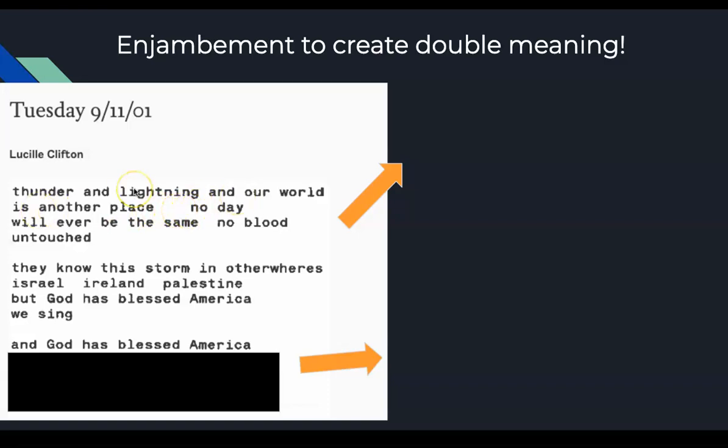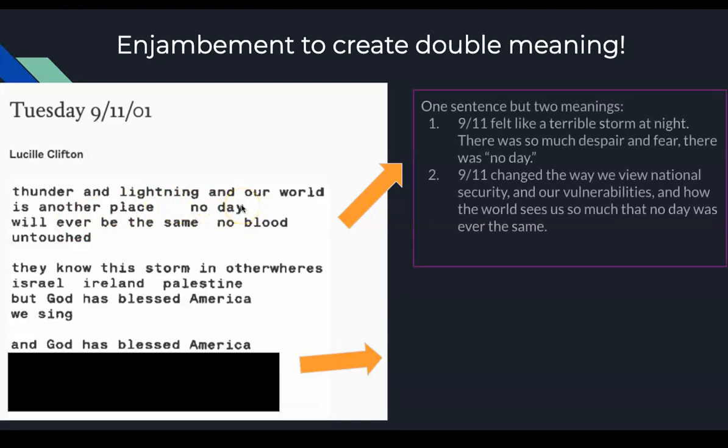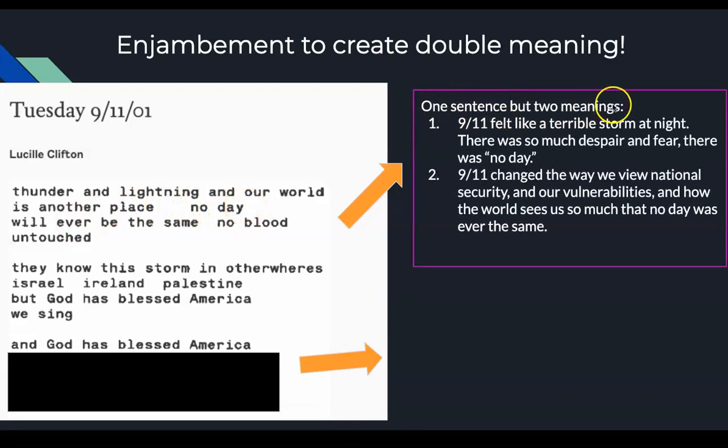No day will ever be the same. And since she doesn't put a period here, but she does put a line break, she opens it up to be interpreted in both ways. So this one sentence has two meanings. One, 9/11 was a terrible storm at night. There was so much despair and fear there was no day. And two, 9/11 changed the way we view national security and our vulnerabilities, and how the world sees us so much that no day was ever the same. Cool. So she does something like that again in the third stanza, but let's keep going.